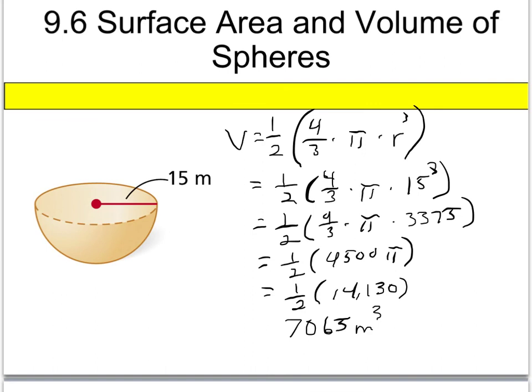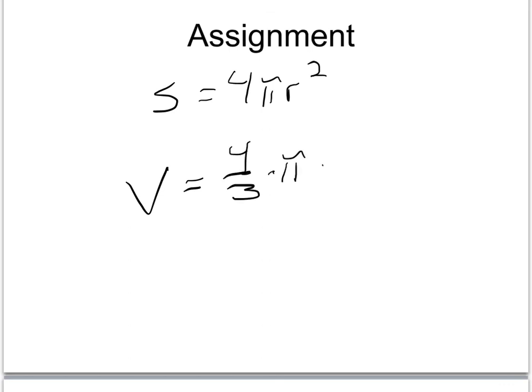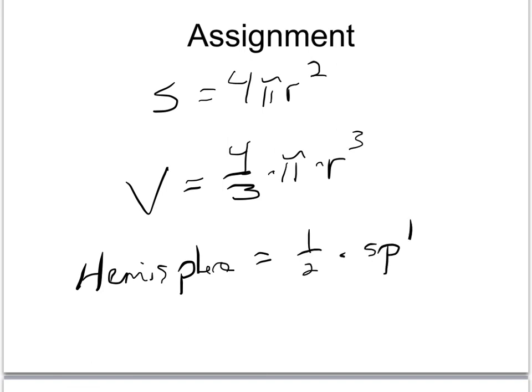Meters cubed. Now, the one thing I do want you to notice: what is the surface area of a sphere? Surface area is equal to 4 pi r squared. What is your volume of a sphere? 4/3 times pi times r cubed. Then, you do need to know what a hemisphere is. A hemisphere is equal to half of your sphere, because 2 hemispheres equal a sphere.